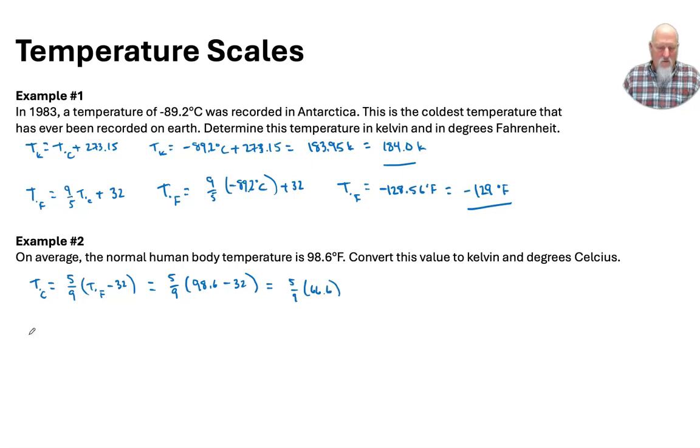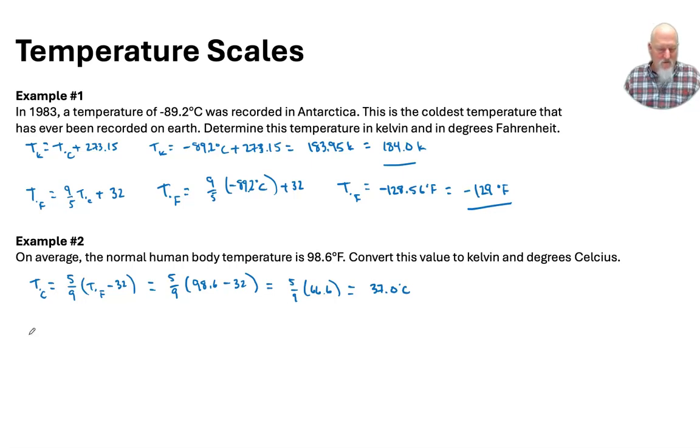So I'm going to get 5/9 times 66.6. Remember, significant figures for addition and subtraction: we look for the minimum number after the decimal. In this case, however, 32 is exact, so it has an infinite number after the decimal, so we're going to just leave that one after the decimal. That's fine. We're going to take 66.6 and multiply by 5 ninths. So multiply by 5 and divide by 9. And we get 37.0 degrees Celsius. So 98.6 Fahrenheit for a healthy person, 37.0 degrees Celsius.